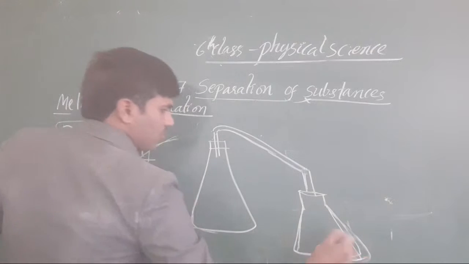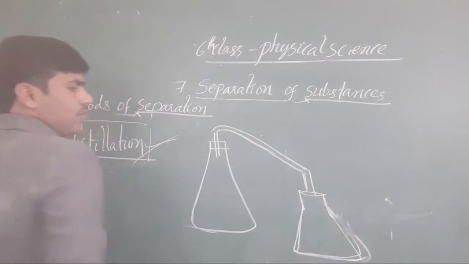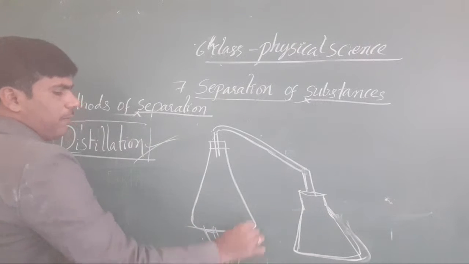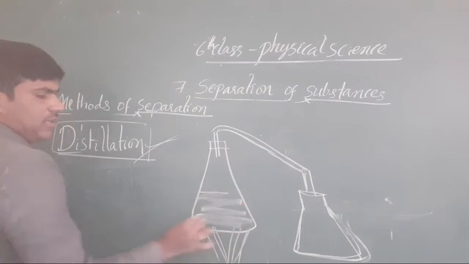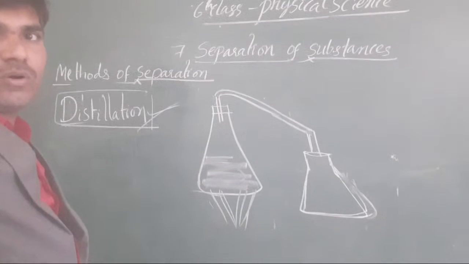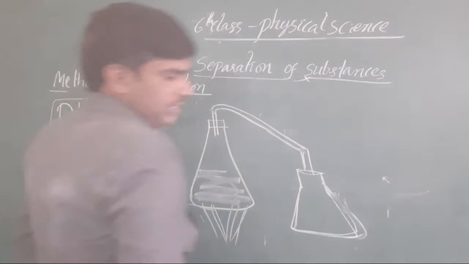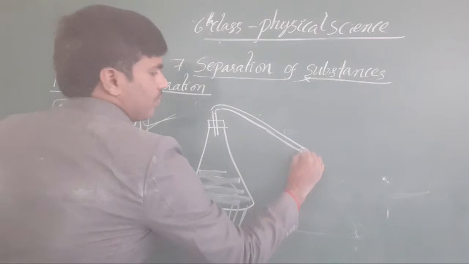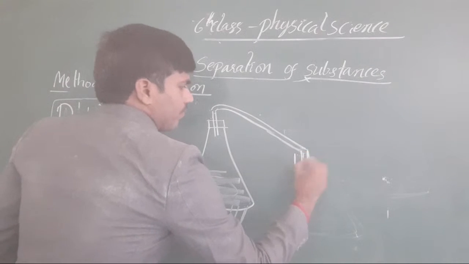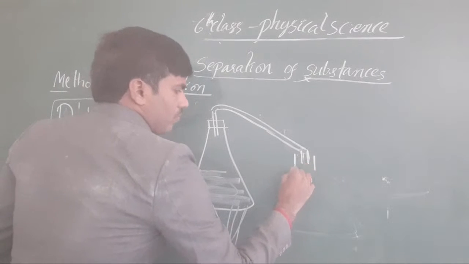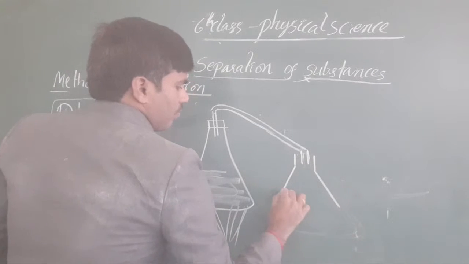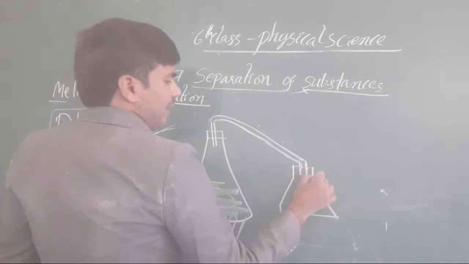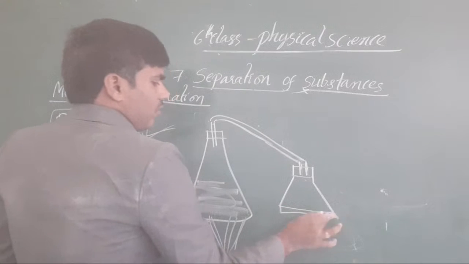Another conical flask we have to take here. Got it or not? Once you heat this conical flask, you take water in this one and heat it. Okay, what is going on? When you heat it, here you take a small conical flask inside it. Okay, now clear or not, all the students?